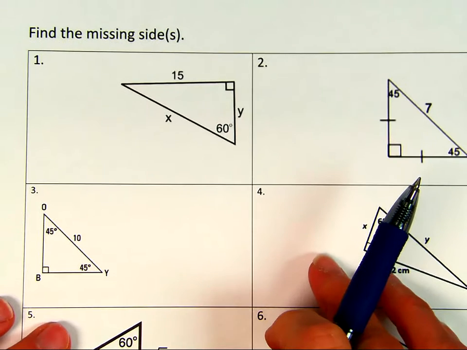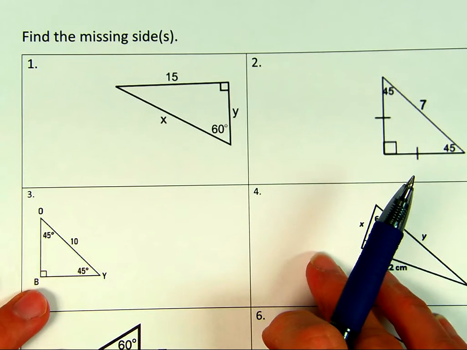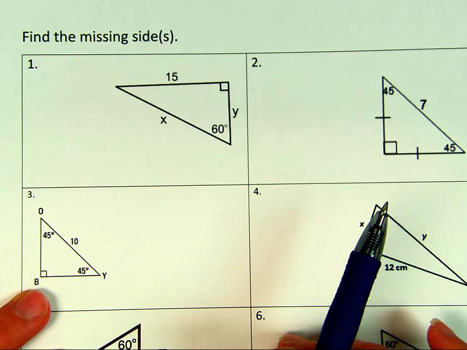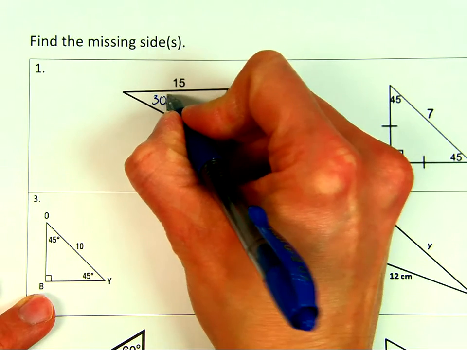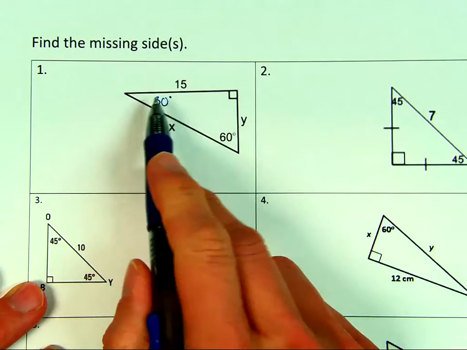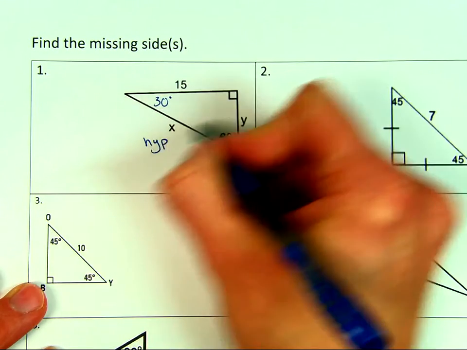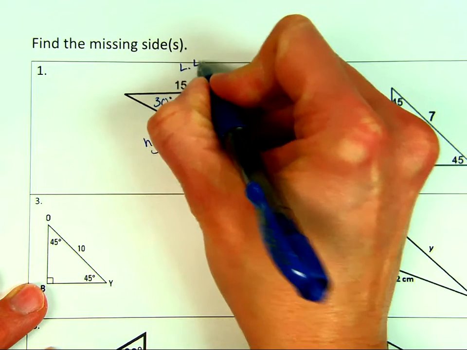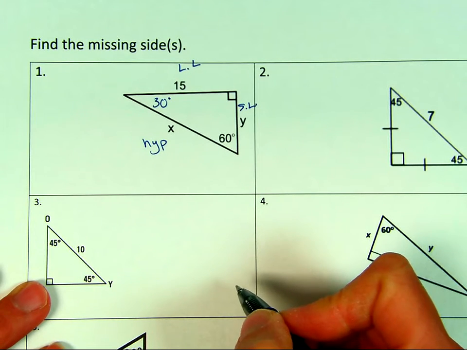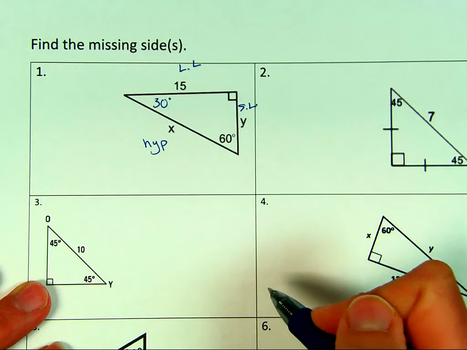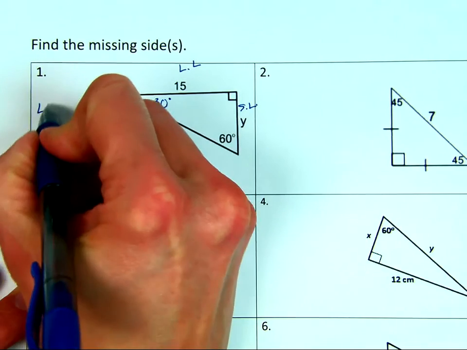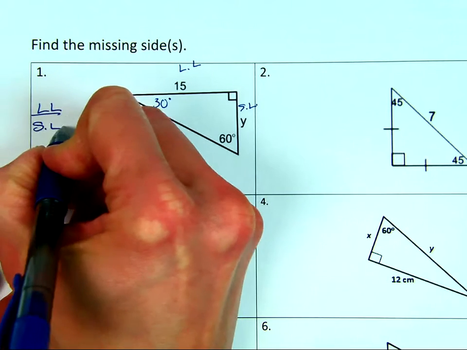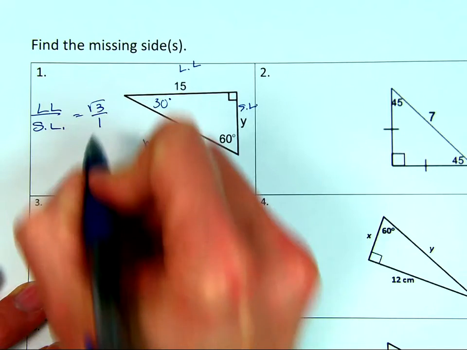So the first thing I do is realize that there are only two kinds of special right triangles, 45, 45, 90 and 30, 60, 90. So in each problem I have to ask, what kind of triangle is that? Well, since I see a 60 here, I know this is a 30, 60, 90. So which part do I have? This is the hypotenuse, this is the short leg, this is the long leg. I need to know so I can set up my proportion correctly. Since I have a long leg, I have to use one of the ratios that has the long leg in it. So I'm going to use the one that says long leg over short leg equals square root of 3 over 1.